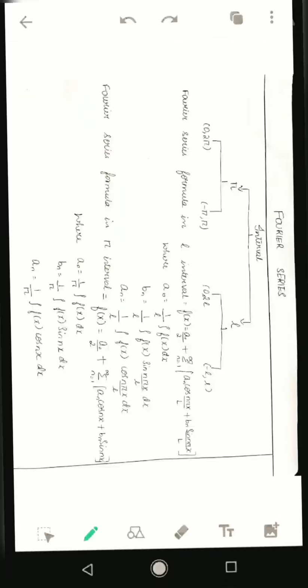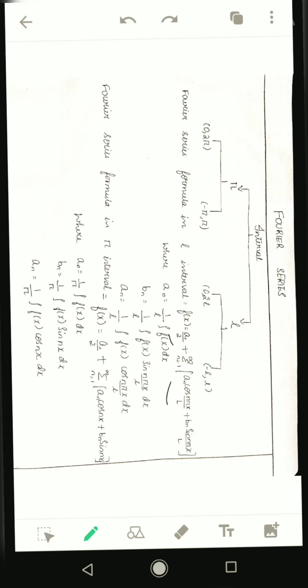A Fourier series is for a periodic function containing two intervals, pi and L. So the formula in the L interval is f of x equals a naught by 2 plus summation n equals 1 to infinity a n cos n pi x by L plus b n sin n pi x by L. You will decide which formula to use by looking at the function. So if there is pi given in the function, then you will use this formula. If not, then use this one.